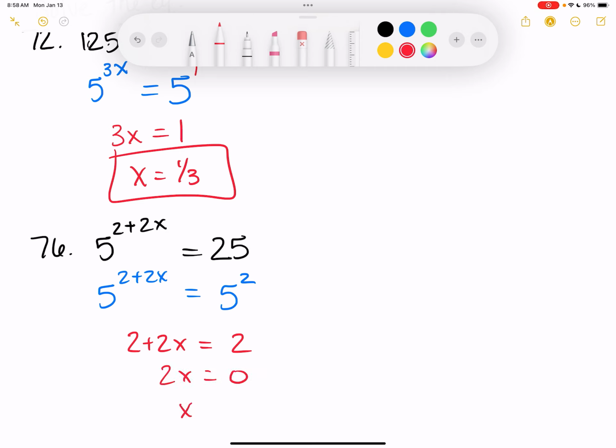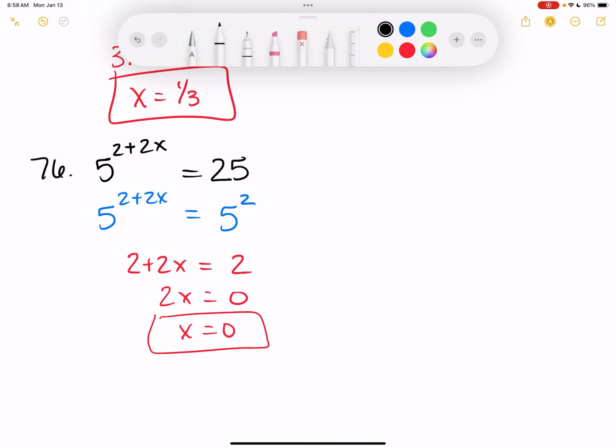So x equals 0 is the way that those things would be equal. And sometimes you may be able to just see it, like you may have seen right off the bat, well, I know 5 squared is 25, so I just need this to be 0, and then it will be the same. If you just see it, go for it. But this is how you technically solve for it.